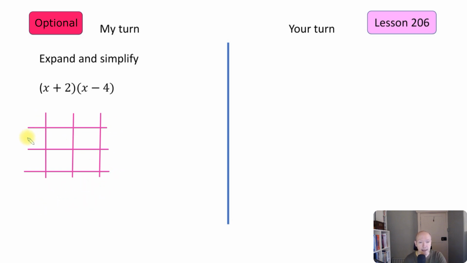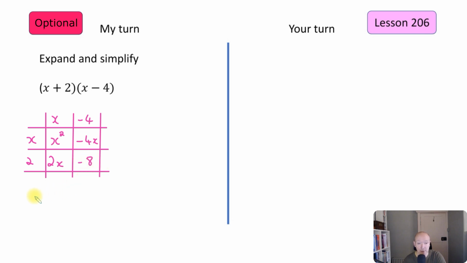Right, so I'm going to put my x here and my 2 here, my x here and my minus 4 here like that. It would not matter, by the way, if I'd put x minus 4, x2. Makes no difference whatsoever. So we're going to break this down and do 4 little multiplications. Starting off with x times x is x squared. x times 2 is 2x. x times minus 4 is minus 4x, and 2 times minus 4 is minus 8.